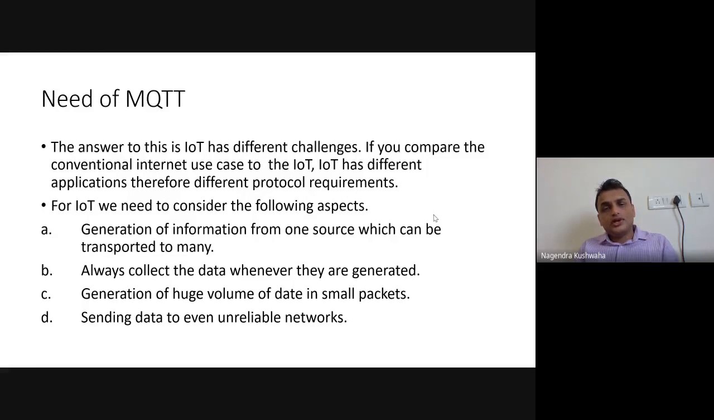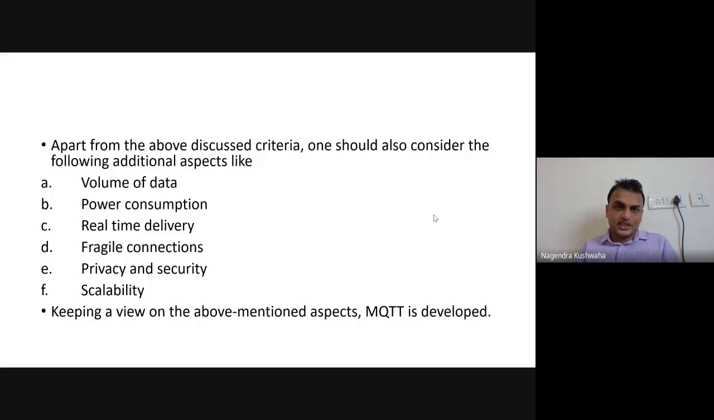Besides these four important points, we also have some other points, right? The volume of the data we have already talked about, yes. The power consumption we have not talked about, right? As we already know, low power consumption is our requirement. The third part is real-time delivery, right? Whenever you generate the data, it must be transferred to your system or the person who is absorbing it. Fragile connection, we have already talked about as the unreliable connection.